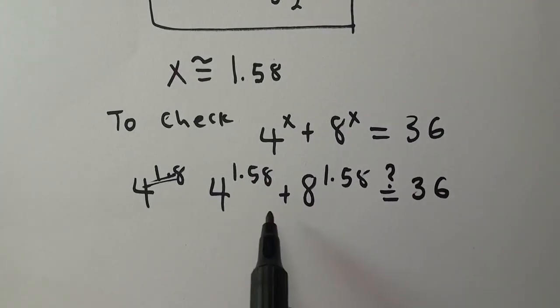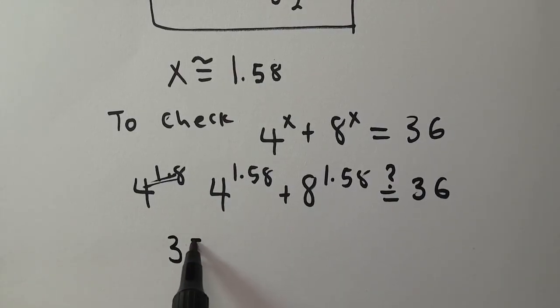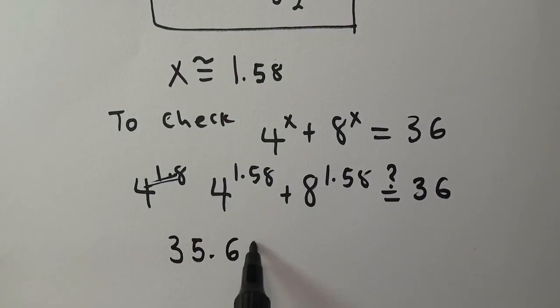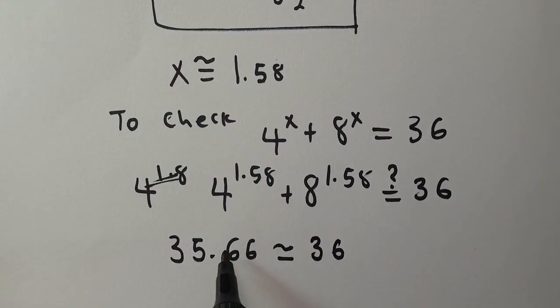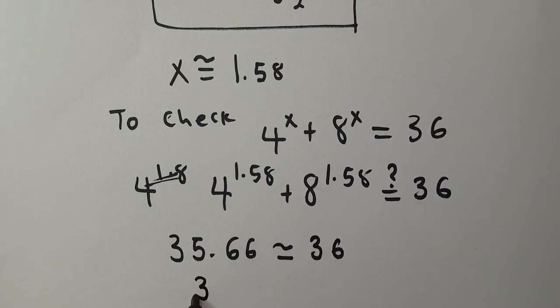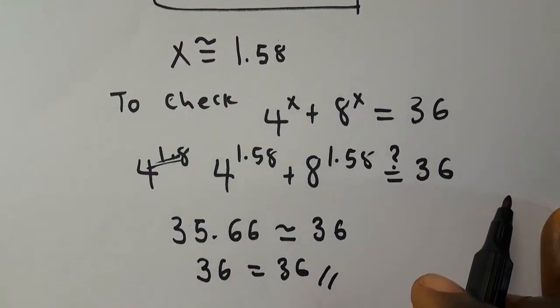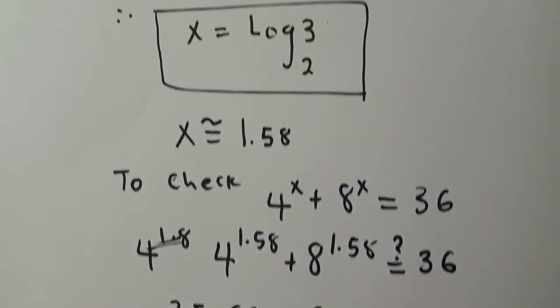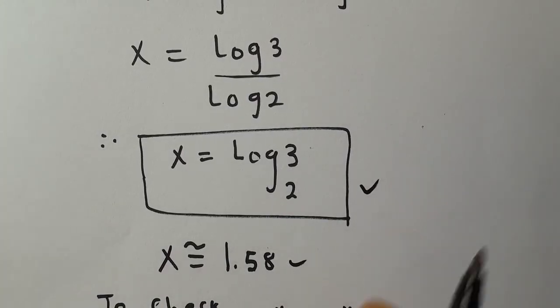By adding everything together, we have our answer to be 35.66, which approximately equals 36. Because when you approximate this one, we have 36 equals 36. So this is true for the value of x equals this or this.